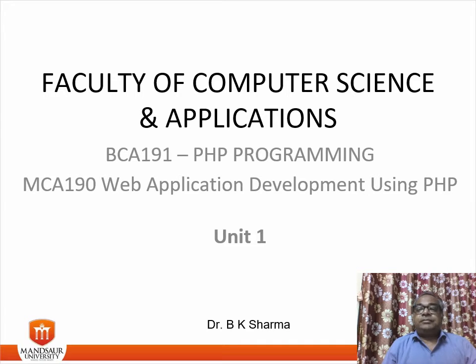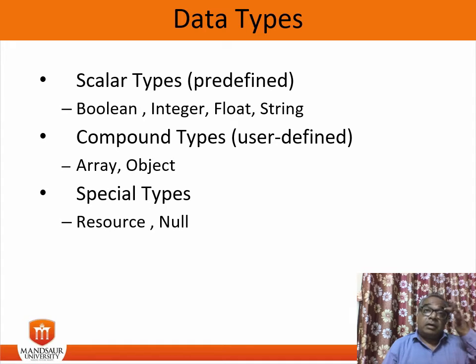PHP data types. PHP data types are used to hold the different types of data or values. PHP supports 8 primitive data types, and they can be broadly classified into three types.